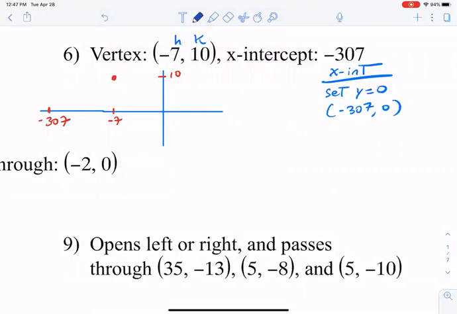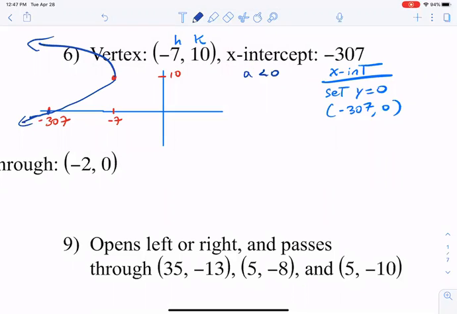So I know right away that there's a change in the x coordinates. Therefore, my graph should go in this direction. So it's opening to the left. That implies that a is less than 0. It's negative. A is negative.